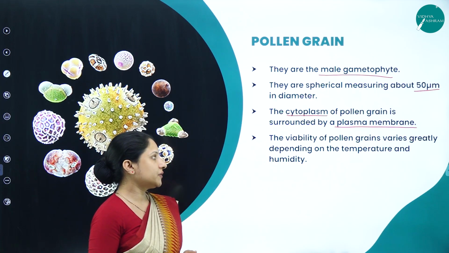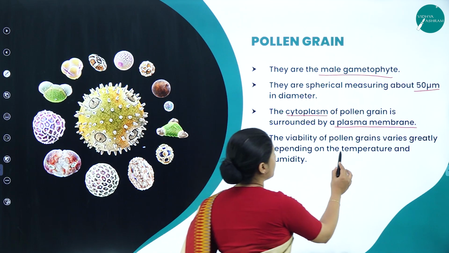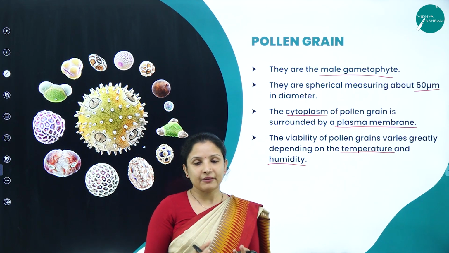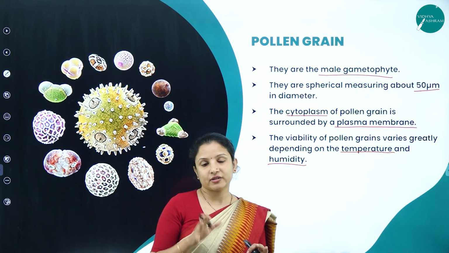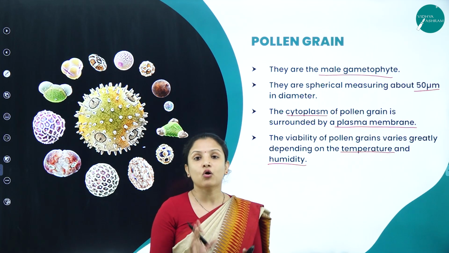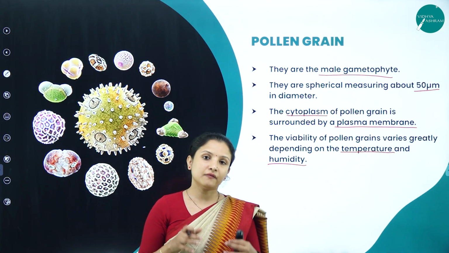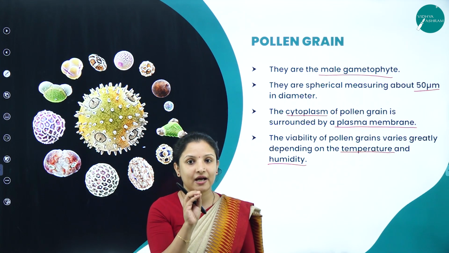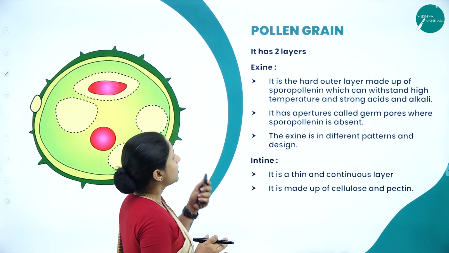And the viability of the pollen grains varies depending on the temperature and humidity. Viability means the living capacity. Viable means they are living. Non-viable means they are dead. So the viability or the living state of the pollen grain depends on the temperature and the humidity. And also the viability of the pollen grain depends on how hard the exine, or the outer covering of the pollen grain, is.